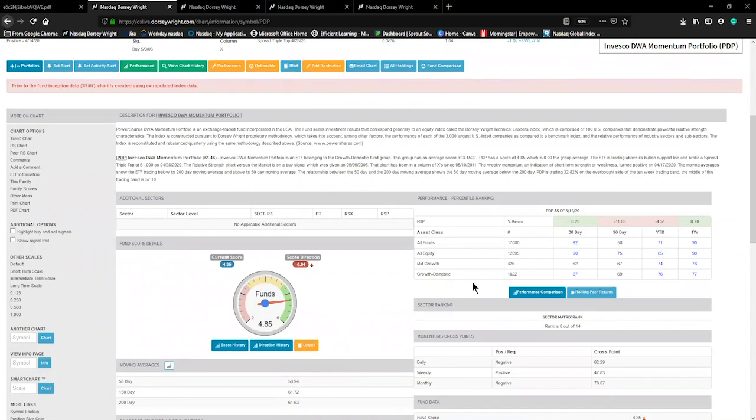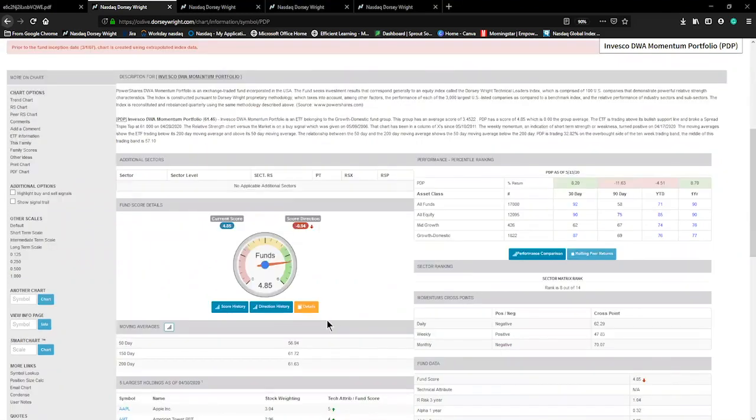In addition to performance percentile ranking, which is really just, not necessarily a fund score concept, but gives you a frame of reference for performance of the fund relative to its peers, I want to draw your attention to this middle part of the page, or the speedometer section. And this is a really helpful utility in that we can see the score history, the direction history, as well as the fund score details.